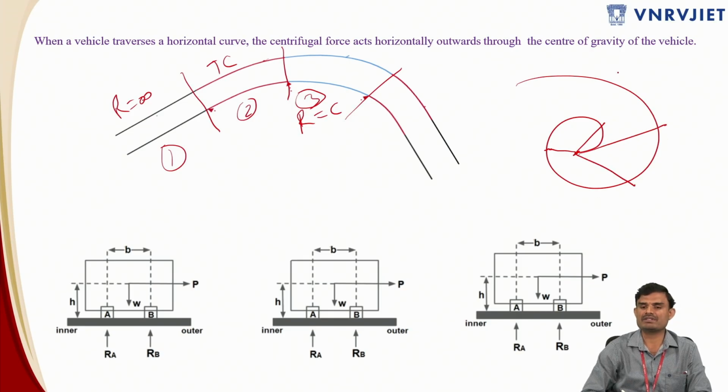Such a kind of curve is said to be the transition curve. A curve in which, from point to point, you have a change of radius, such a kind of curve is said to be the transition curve. So here you are going to introduce any kind of transition curve.